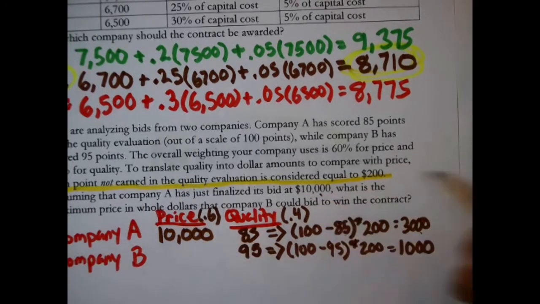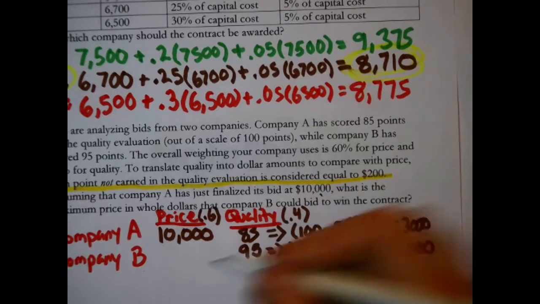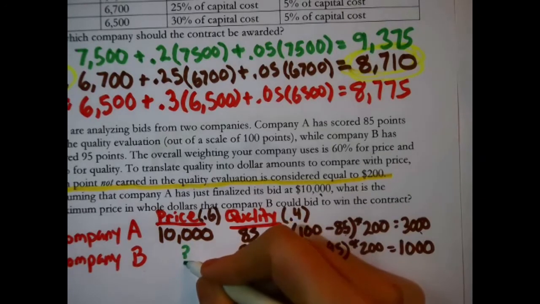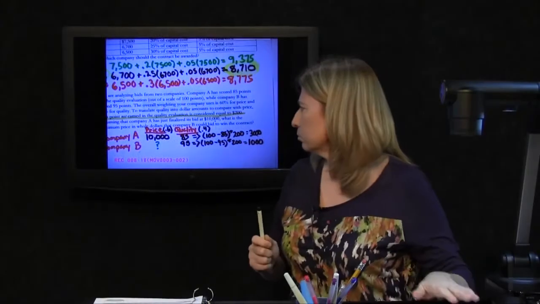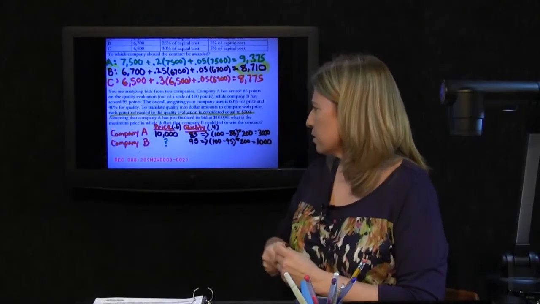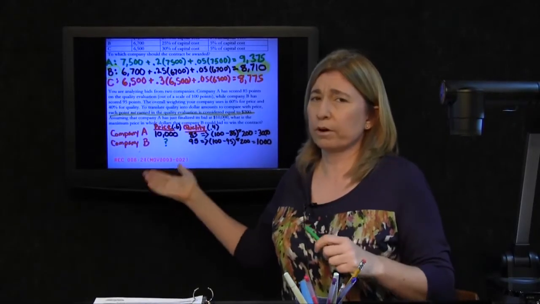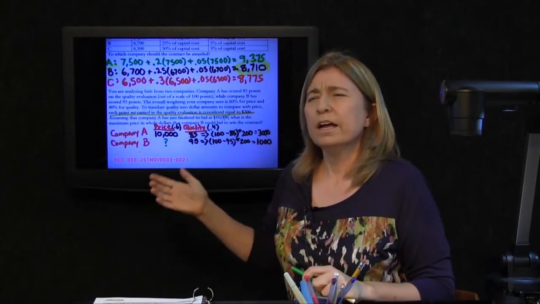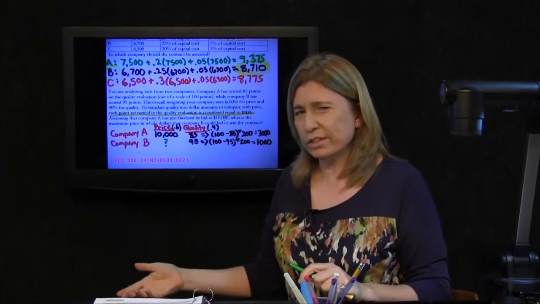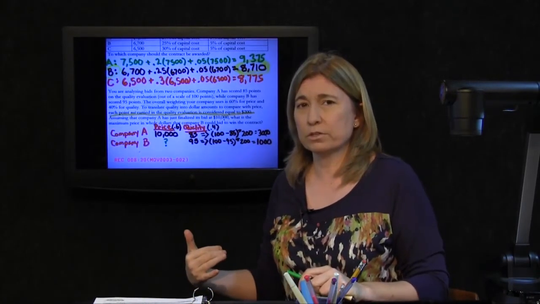That's that right there. What is the maximum price in whole dollars that company B could bid to win this contract? It's asking for that. That's the one thing that we're not given, the price on company B. What did they bid? It's saying what's the most that they could bid and win this?